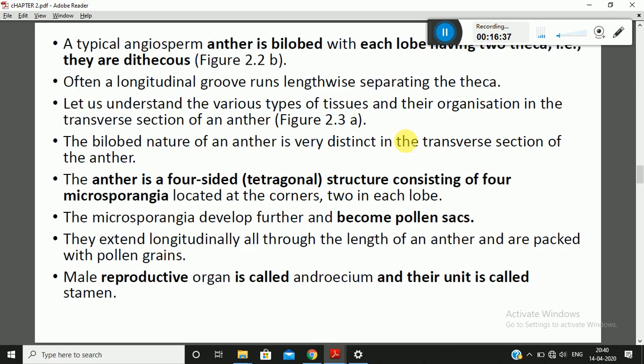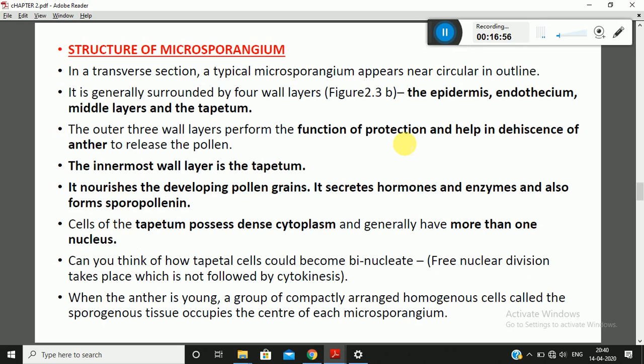Now microsporangia are located in the corners in each particular lobe, so the entire anther consists of four microsporangia. During the initial stages of development, it is known as microsporangia, which further develops into pollen sac. If you see the structure of microsporangia, there are four different walls and it is circular in outline. The four walls are epidermis, endothecium, middle layers, and tapetum from outside to inside. The first three layers will perform the function of protection and will help in the dehiscence of anther.